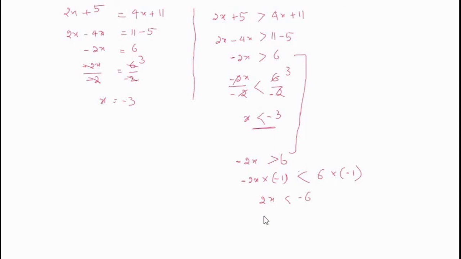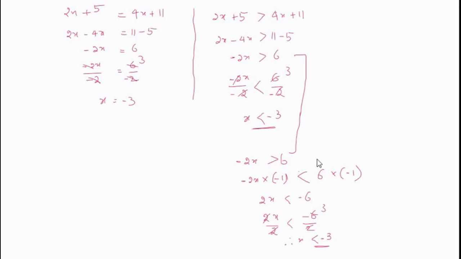Now dividing both sides by 2. 2x divided by 2 less than minus 6 divided by 2. 2 cancels, and 2 3 times, therefore x less than minus 3. So in both the cases, whether we divide by minus 2 or we multiply by minus 1 first and then divide by plus 2, the answer is the same. So you can solve this inequation either way.